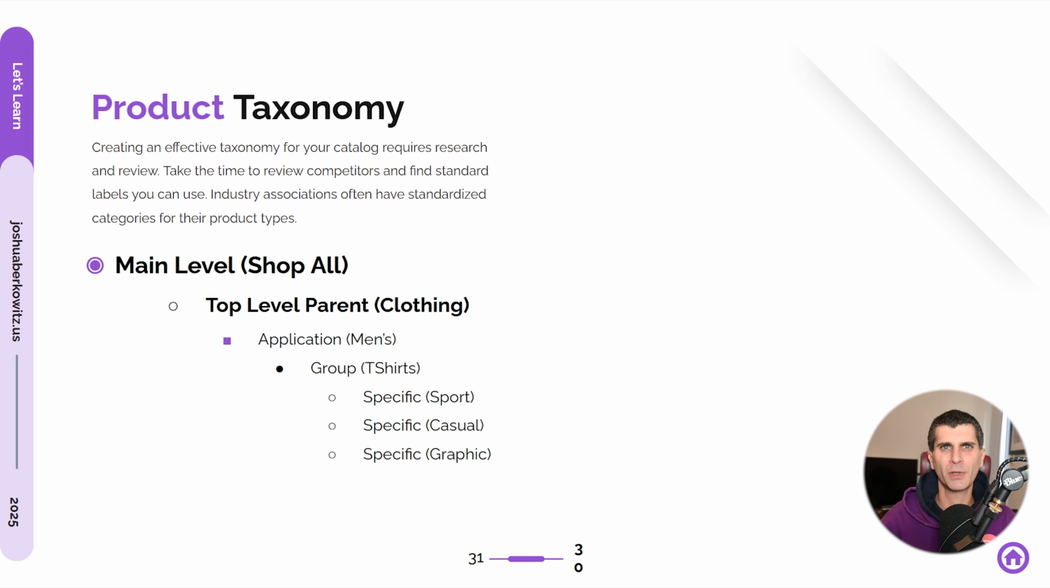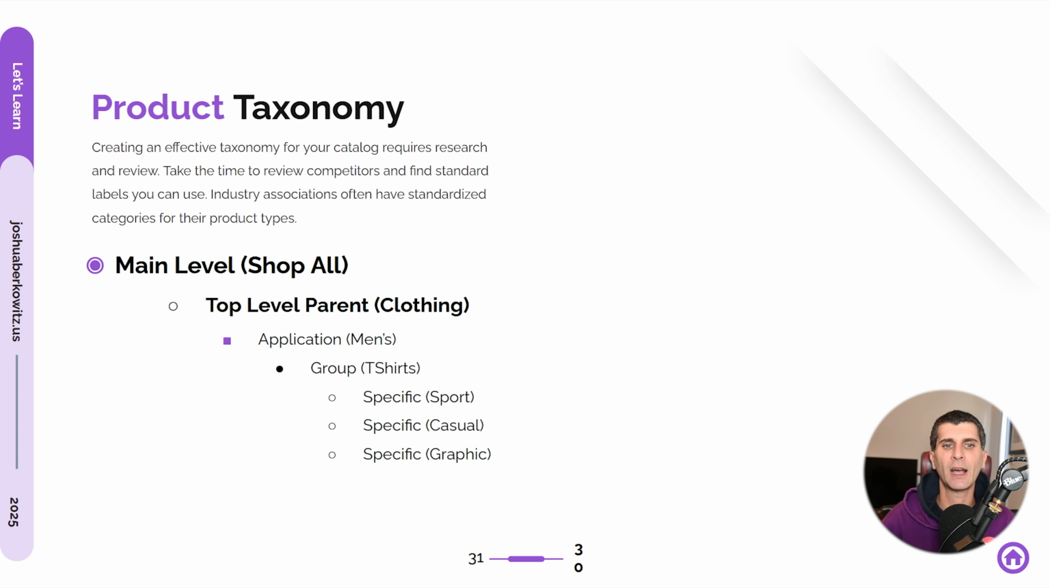And we typically break them down into 4 main groups, with a main level being the shop all for the entire store and a top level parent being the main classification for that item. You can imagine in a large marketplace, we might have a top level parent that is clothing and another one that's home decor. The next subcategory is typically the application. In this case, we're looking at men's clothing. Men's clothing is a very large group with a lot of specific categories within it. So we're not quite done yet.